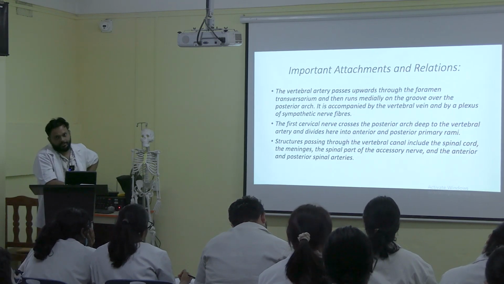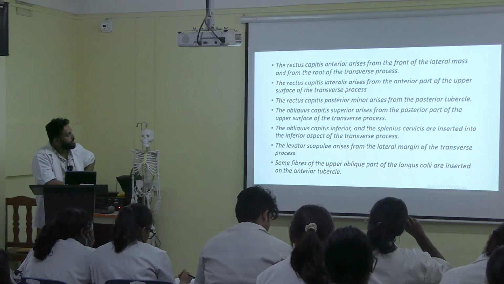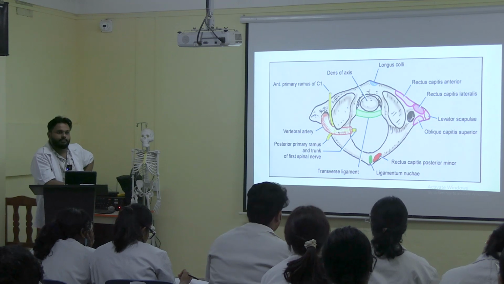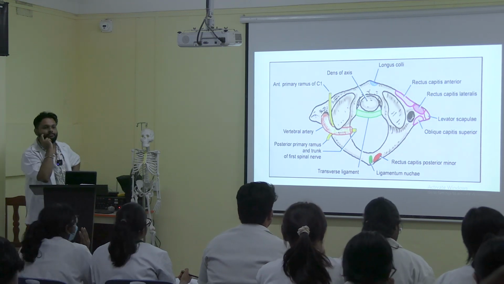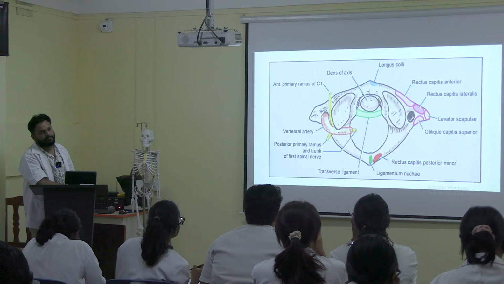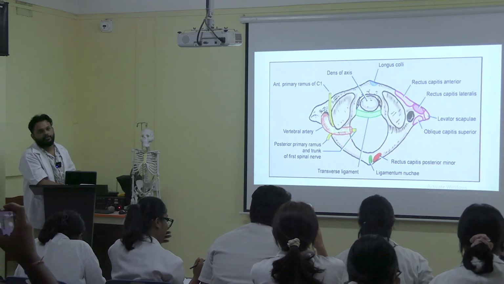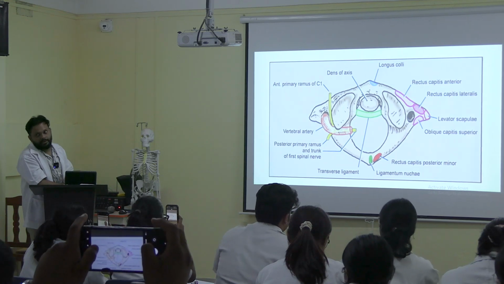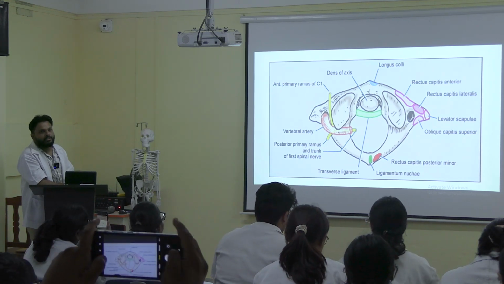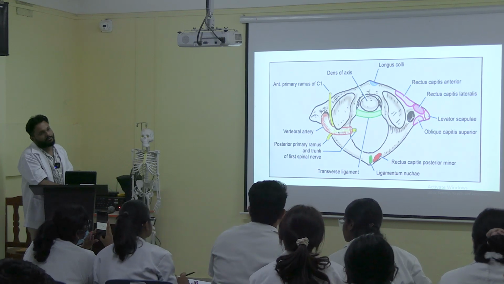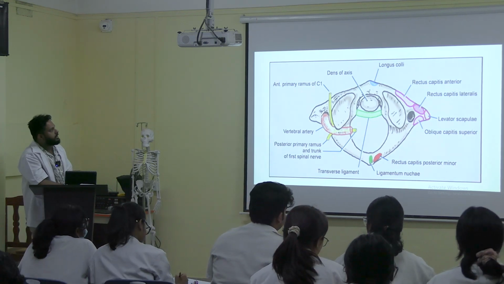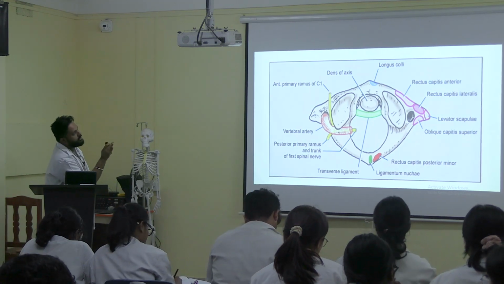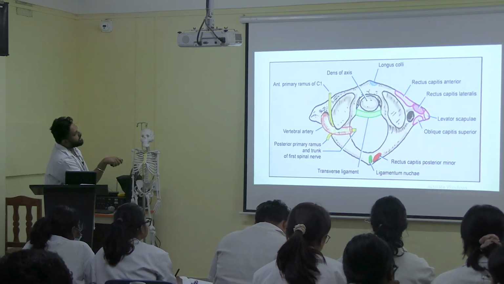Now the attachments. See, whatever I have written here, everything has been shown in this picture. Take a picture of this one. Take a picture. These things have been taken from the textbook of IVC, which I used to study. I find this book easier to understand. Okay. See, now just go through the bones once again. Then you will be able to describe the attachments.